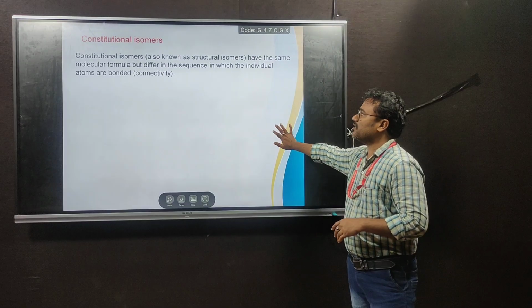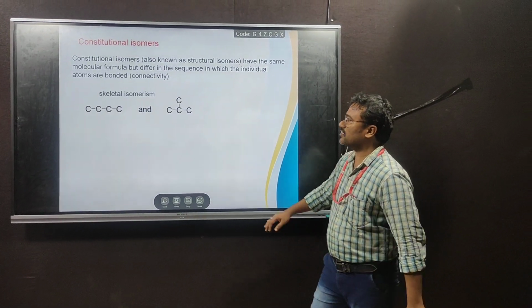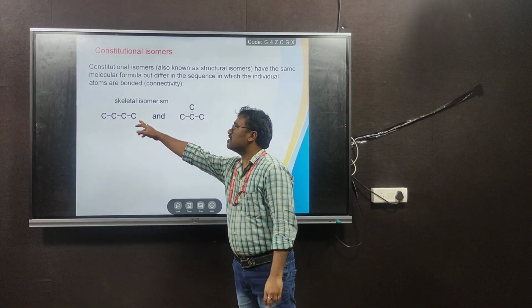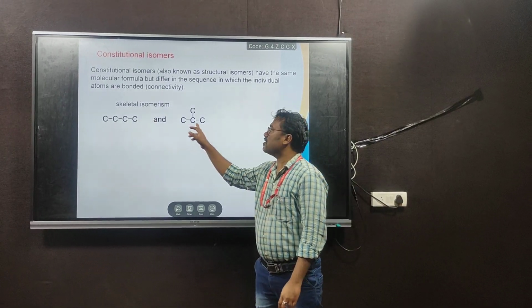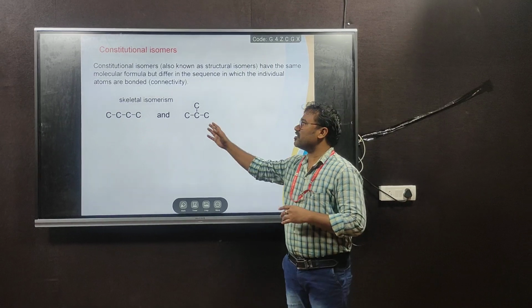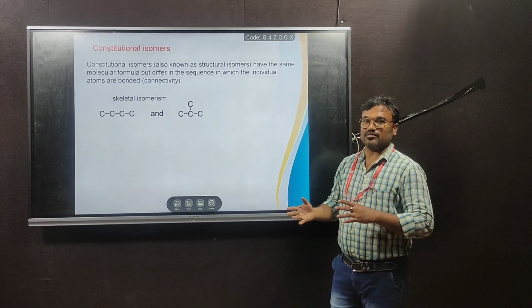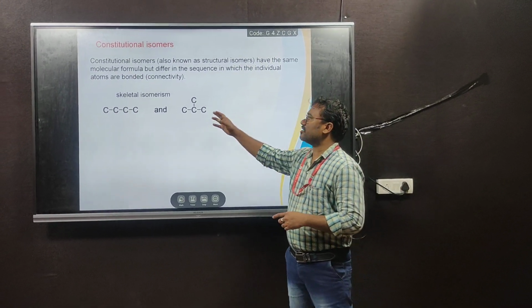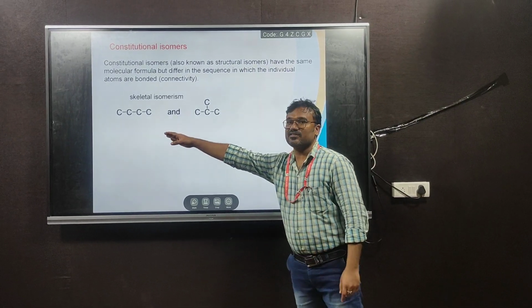Connectivity means, for example, you see the skeleton of the carbon. See here, this is straight chain, this is the branched chain. So this is the skeletal chain. This type of isomerism is called chain isomerism. So the connectivity is different. This is branched chain and this is long chain.